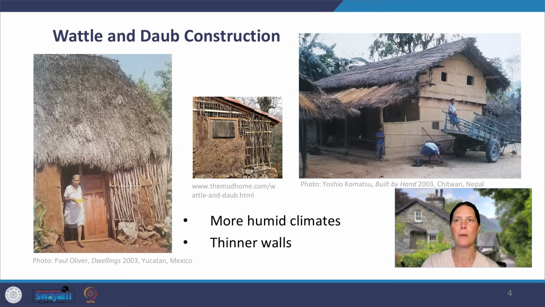Next is wattle and daub. Wattle and daub is a supported thin wall of earth and woven stick construction. Local plant materials act as the wattle, and mud, similar to cob or Adobe brick, mix is used as the daub, covering the sticks for airtight walls. It's used in humid areas. Here you can see examples from the Yucatan in Mexico and southern Chitwan, Nepal, which is much warmer and more humid than the higher elevation regions of Nepal.